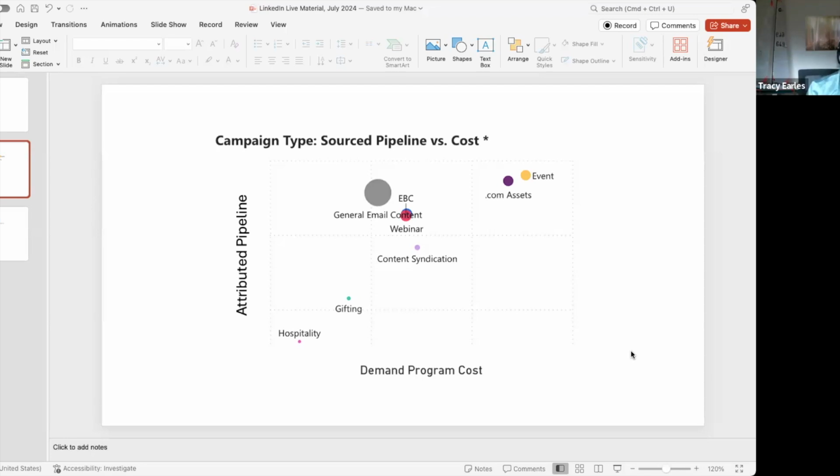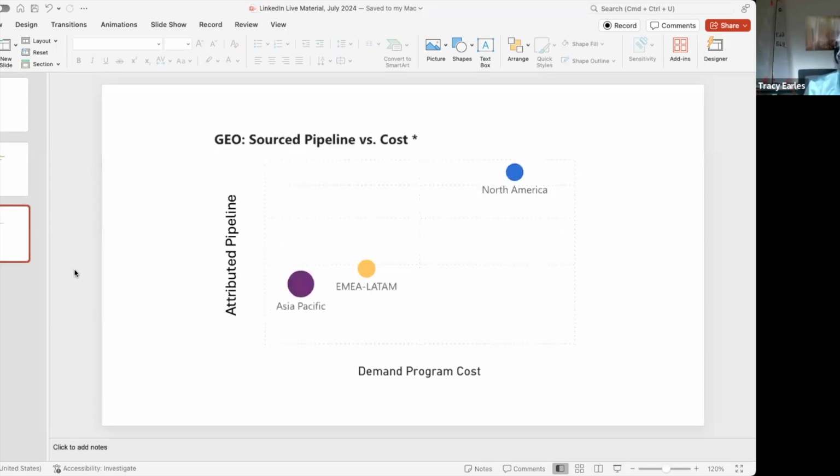Right, agreed. Let me just, for completeness, show this third view of the same data, which is a geographic view.